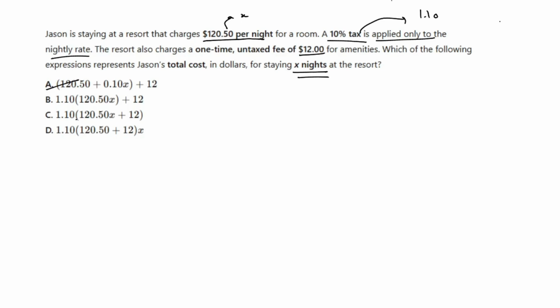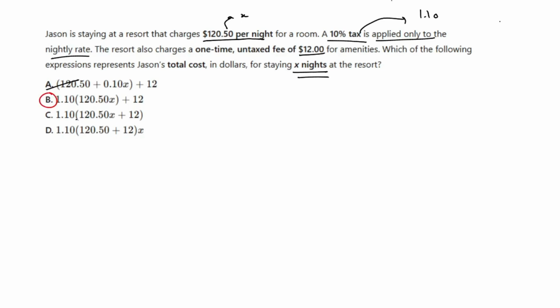Alrighty? Now for B, we've got 1.10, right, which makes sense. So it's going to give us the entire thing plus another 10%. And this X value is here. And we have a plus 12, which is outside the brackets because it is a one-time fee. Okay, so I'm just going to circle B, which is our right answer.